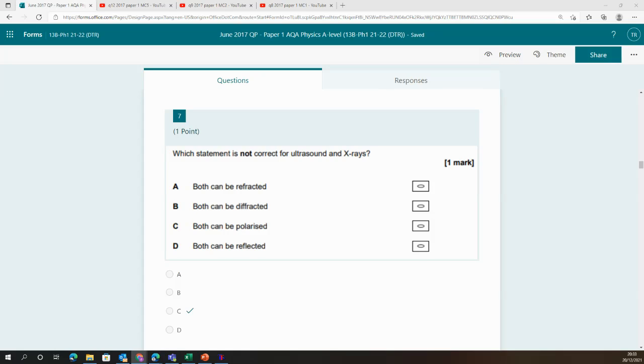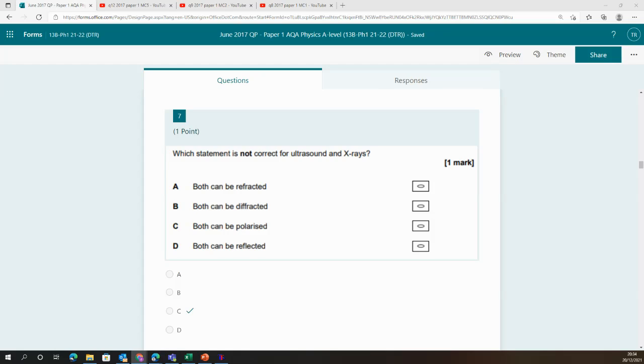Both can be polarized, and this is the one that stands out because longitudinal waves cannot be polarized. Only transverse waves can be polarized, so that is not true for both of them. So it's definitely that one, but we'll look at D anyway. Both can be reflected. Yes, X-rays and ultrasound can both be reflected. So the clearly incorrect statement is that they can both be polarized.